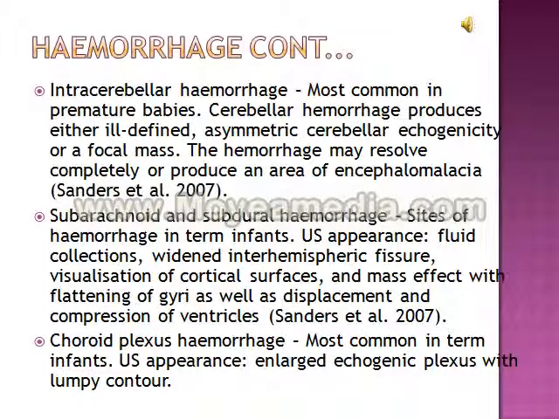The ultrasound appearances include fluid collections, widened interhemispheric fissures, visualization of cortical surfaces, and mass effect with flattening of gyri, as well as displacement and compression of ventricles. A choroid plexus hemorrhage is most common in term infants. On ultrasound, it appears as enlarged echogenic plexus with lumpy contour.